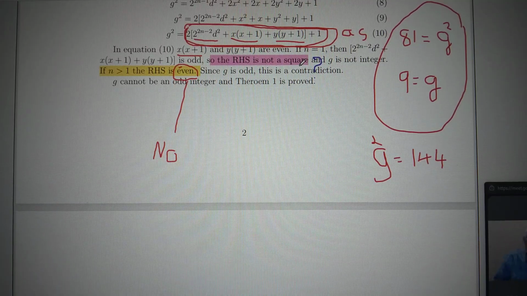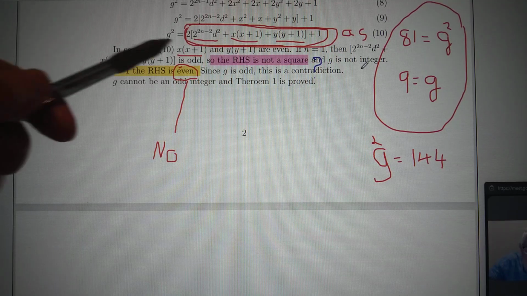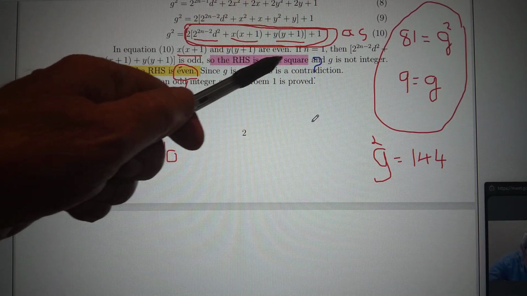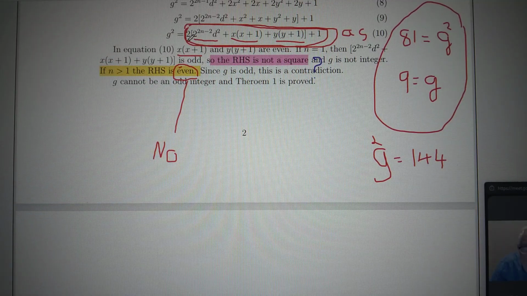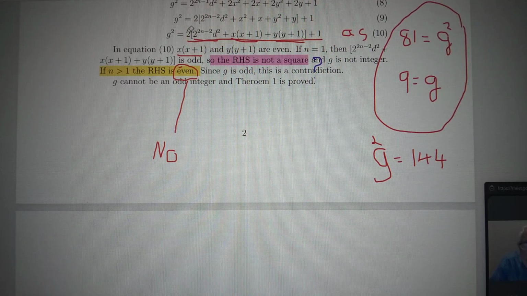What's the reason why you are telling it is not square? If it is odd, we have an odd square. If it is even, we have an even square. But it is not clear what you are telling here. G is not an integer. Why did you tell G is not an integer? If you are telling the right hand side is not square, how did you prove that this is not square? Why? You are telling this is not square. Let me erase this around so you can see everything, okay?